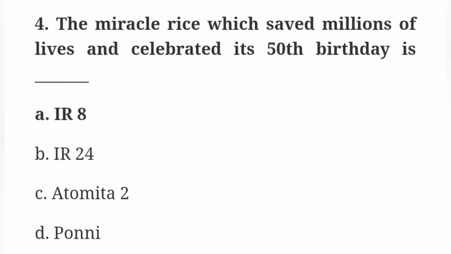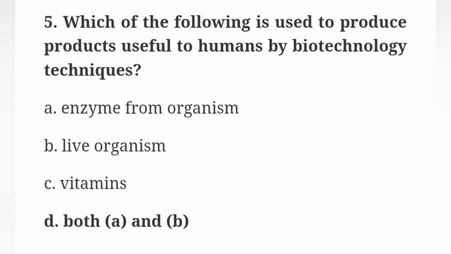Option A, IR8. Fifth one, which of the following is used to produce products useful to humans by biotechnology techniques? Option D answer, both A and B. Enzyme from organism, then option B live organism.